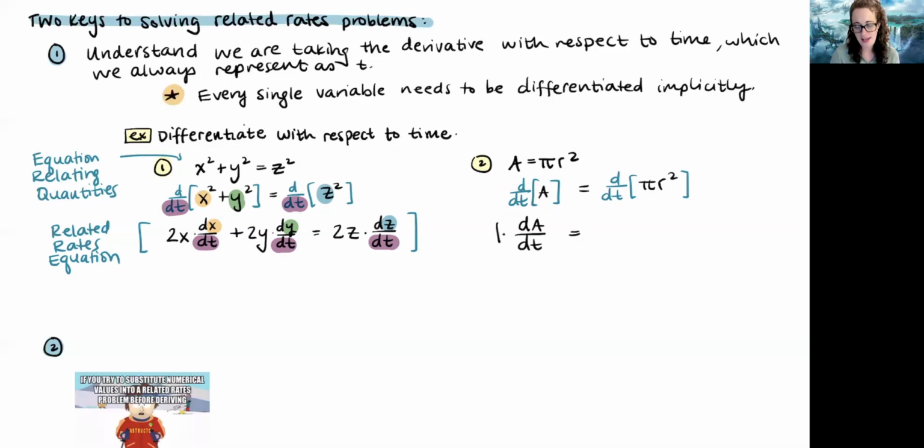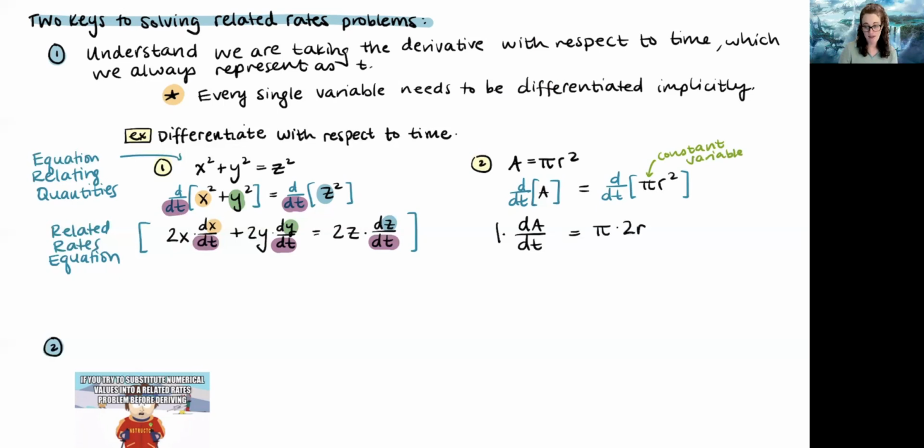Then on the right-hand side, we've got pi. Pi is a constant multiple. I know it looks like a variable. It wants you to think it is, but it's always just a constant. So that's going to stay and multiply by the derivative of r squared, which would be 2r.